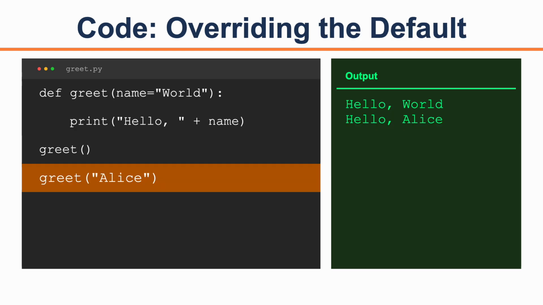Passing Alice as an argument overrides the default. Python ignores world and assigns Alice to name instead. Both calls run the same function body. The output shows each result in order: Hello, world from the first call, then Hello, Alice from the second.